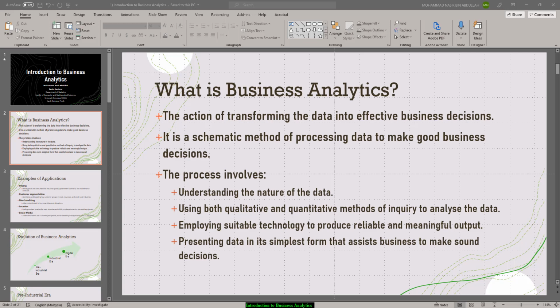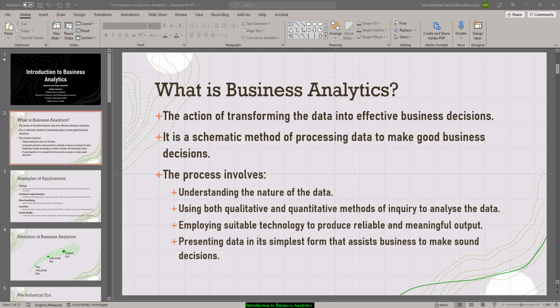So we use qualitative and quantitative methods of inquiry to analyze the data. We need to utilize both qualitative and quantitative. So what is quantitative and qualitative? Quantitative is numerical data, something that we can measure. Qualitative is categorical data, something that we cannot measure, but we can identify. Red, yellow and green, traffic light colors, we can identify.